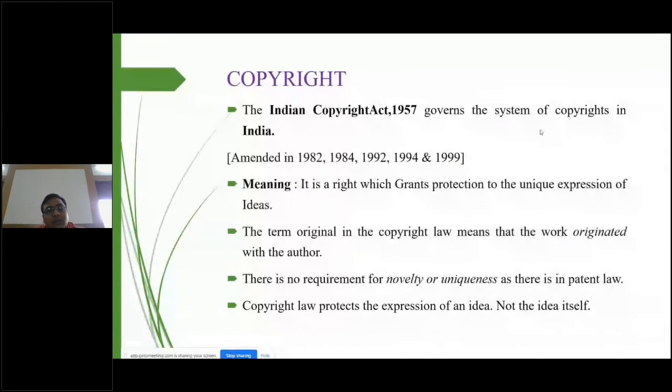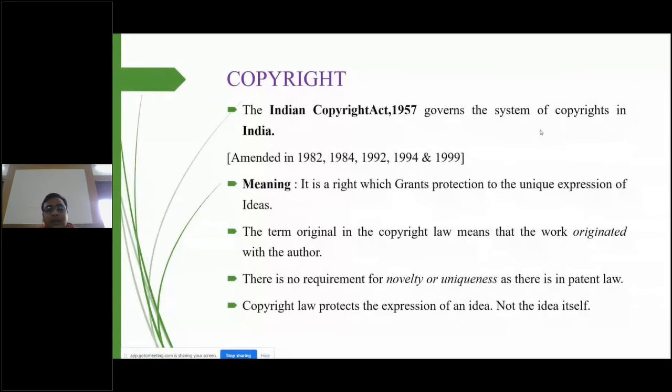The last part is the copyright. The Indian Copyright Act, 1957. What is meant by copyright? It is the right which grants protection to the unique expression of an idea. Please note, it is the unique expression of an idea.